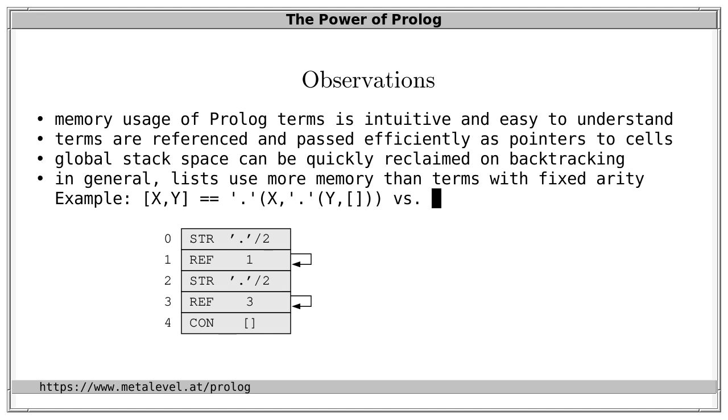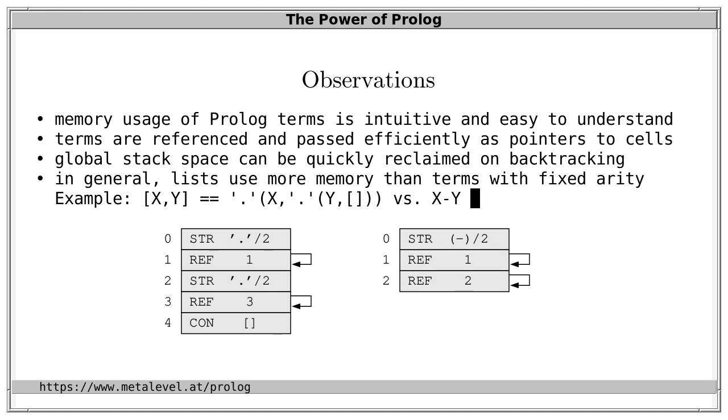But even this more compact representation is not as compact as simply using a compound term f of x and y, or as is the convention for pairs, x dash y. Because that's a term with functor dash and 2 arguments, the variables x and y. And that takes only 3 cells, so it's more compact.